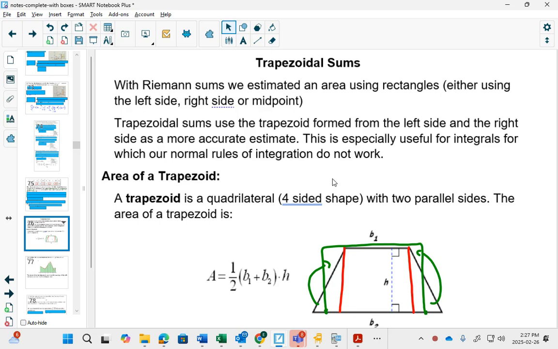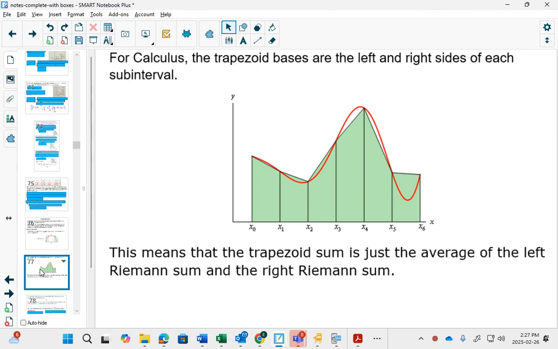Yesterday we looked at the area of a trapezoid and how the formula is made. We drew that little diagram at the end of class. Now, if we had a curve, and instead of using either the right side or the left side, which made rectangles that were bigger, you connected those 2 points, the left side and the right side, and drew a trapezoid.